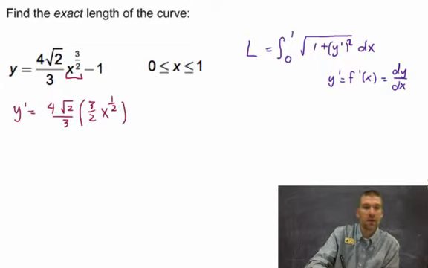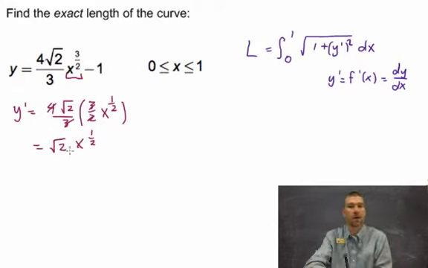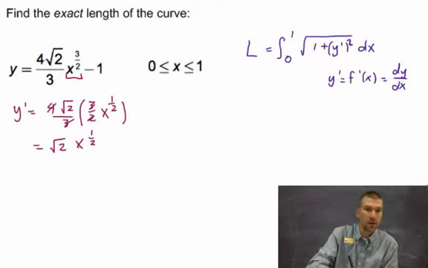And then the derivative of 1 is 0. So clean this up a little bit, and you end up with the square root of 2 x to the 1 half power. Okay, that certainly doesn't look too painful.